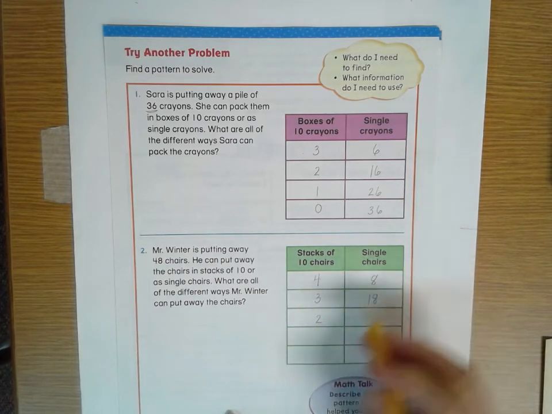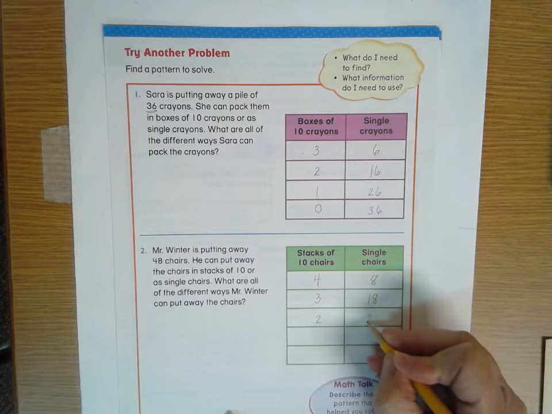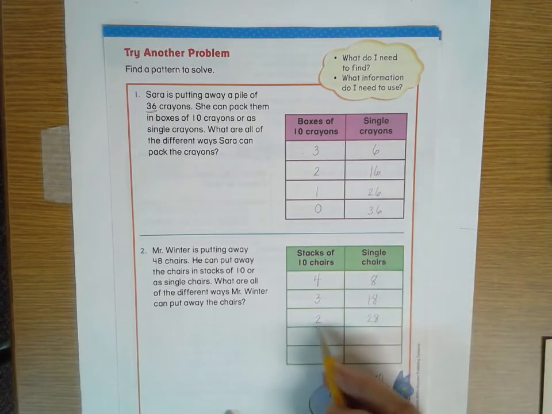We've got to push those tens over there. So instead of 18, we're going to give it another 10. So now it will be 28. 2 tens and 28 ones.